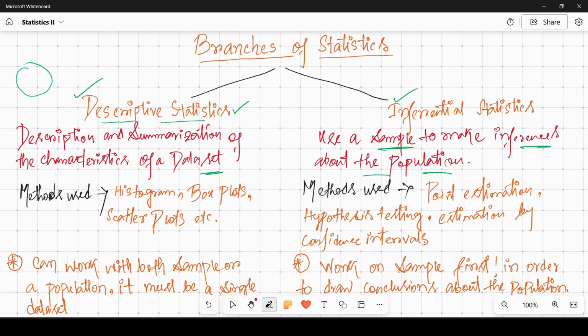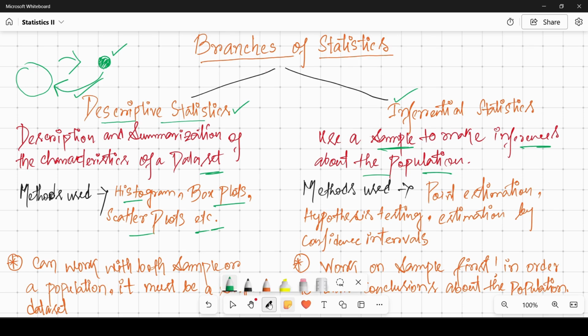What is a sample? We have seen this in our previous video. In this video, we are saying that inferential statistics is a branch where, if we have a sample, let's say this is a population, we have extracted this very small amount of sample from this population, and inferential statistics is only using this sample to make inferences about the real population. This is the difference. And in case of descriptive statistics, what methods will be used? It will use histograms, box plots, scatter plots, pie charts, etc. Many different types of methods.